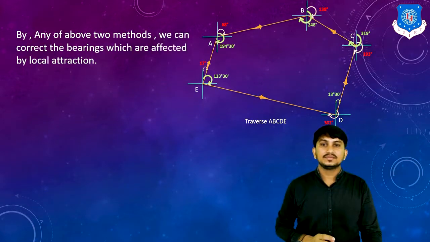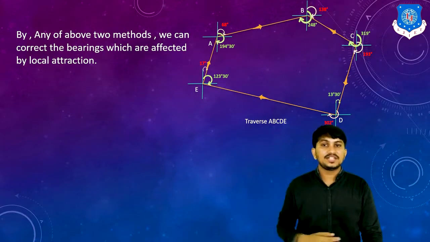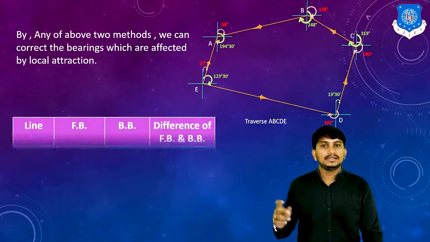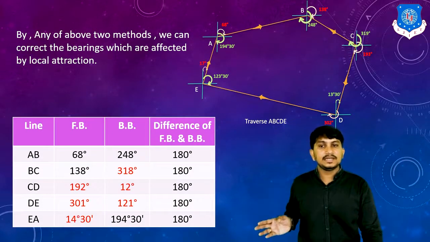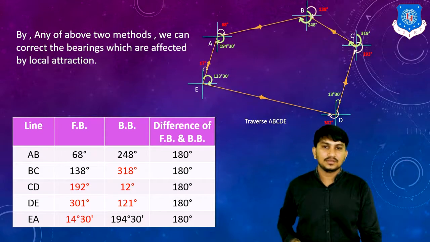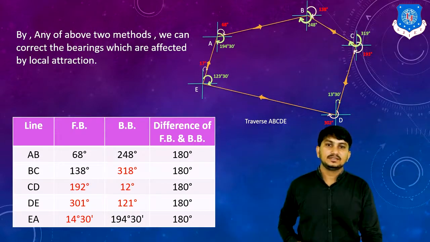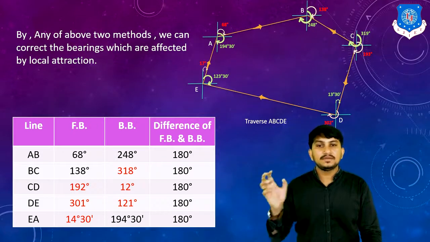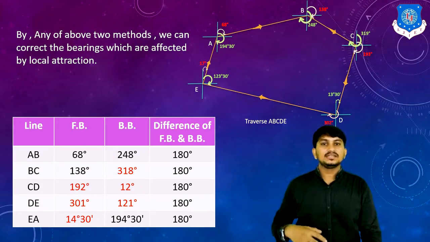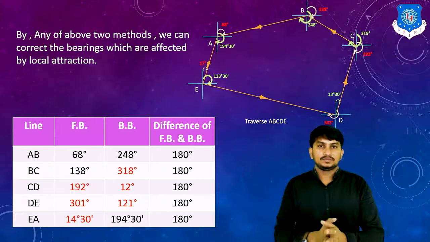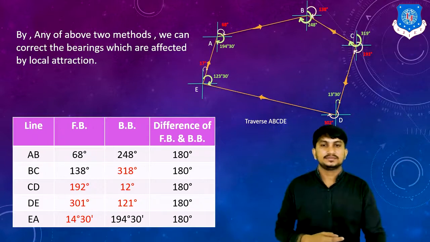By either of the above two methods, we can correct the bearings which are affected by local attraction, and the final readings of all lines AB, BC, CD, DE and EA are shown in this table. Here all differences are 180 degree. So these are the corrected FB and BB values, or corrected bearings. This is how we can calculate interior angles and corrected bearings.